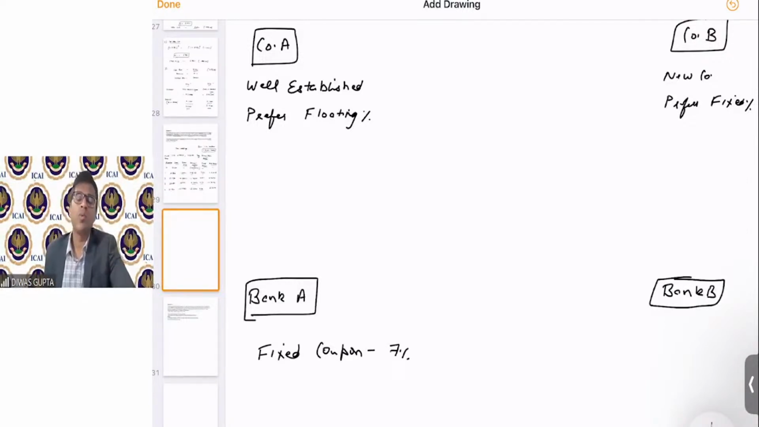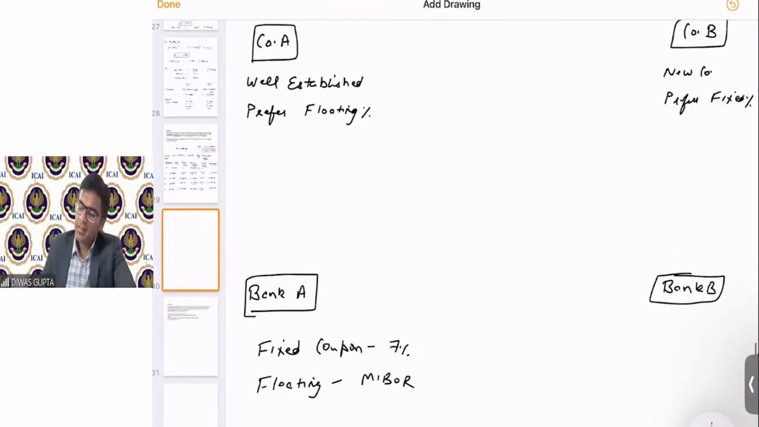And in case you want to borrow basis the floating rate, I will exactly give you the MIBOR rate. Whatever is appearing in MIBOR, I will give you that. Because you have a good credit rating, I will not add any spread to the MIBOR. And in case you want to have it fixed, I will give you 7%.